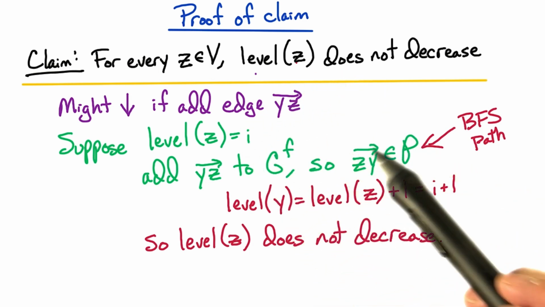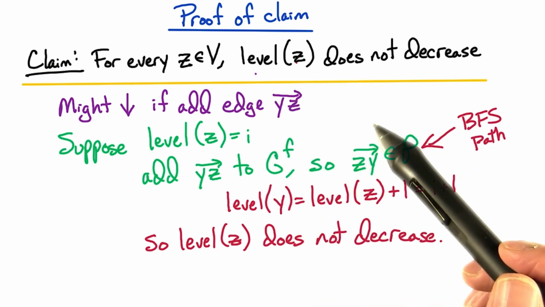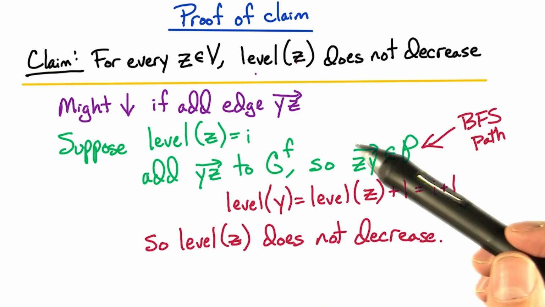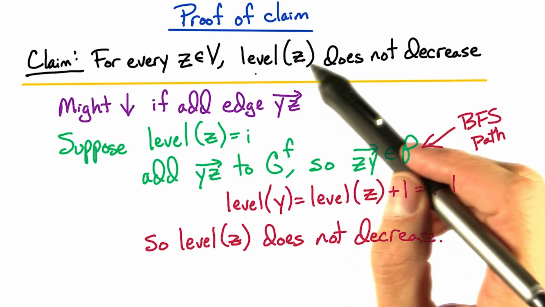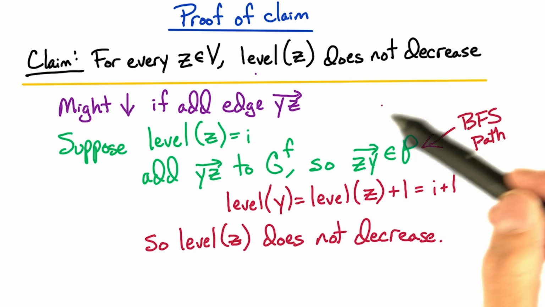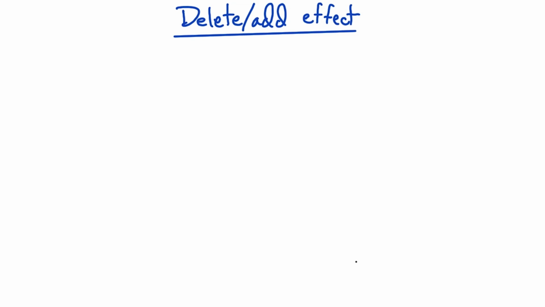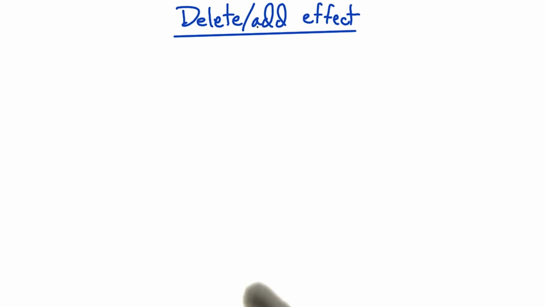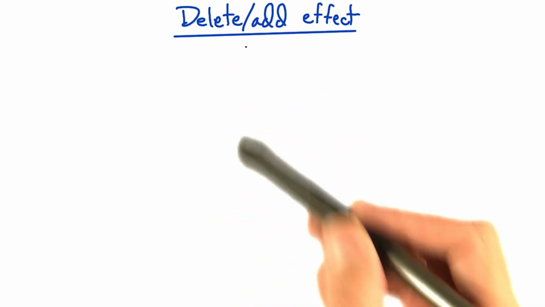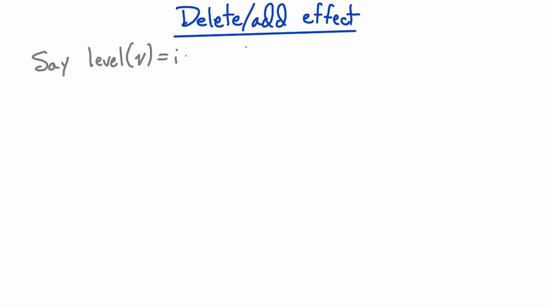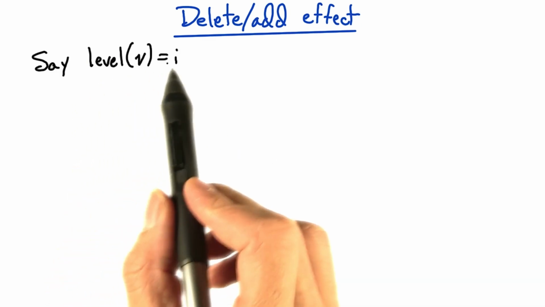But in order to bound the number of rounds of the algorithm, we're going to have to prove something stronger. We're going to have to prove that occasionally the level of a vertex strictly increases, and then this will give us a bound on the number of rounds of the algorithm. Now our main lemma bounds the number of times that we can delete an edge and then add it back in. Let's look at the effect of deleting an edge and adding it back in on the level of the vertices. Let's take a particular vertex V, and let's say the current level of this vertex V is I.